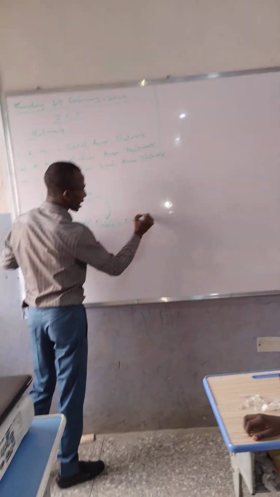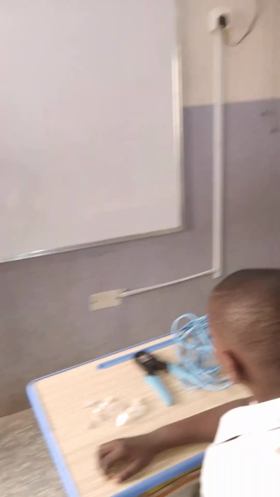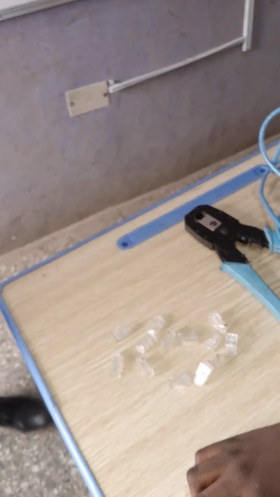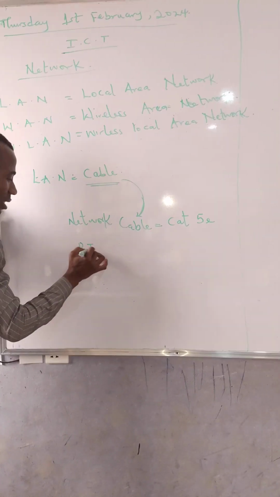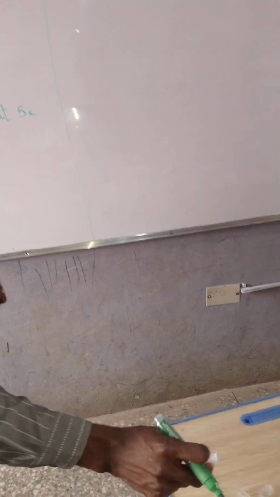We are using Cat 5E cable. Cat 5 what? E cable. This is the Cat 5E cable. We also have this white thing, which is called RJ45.